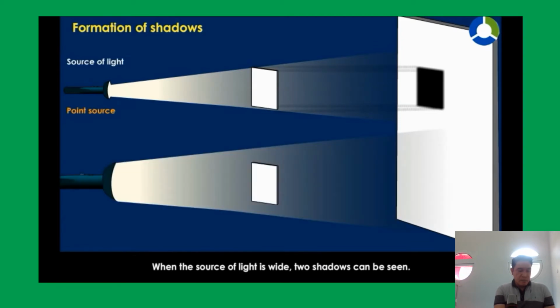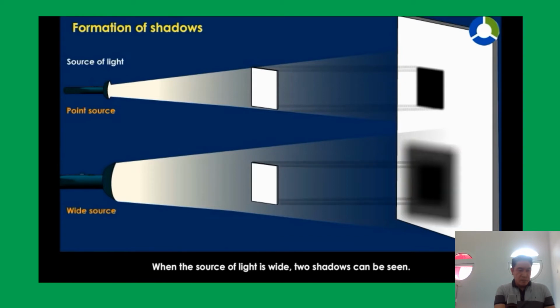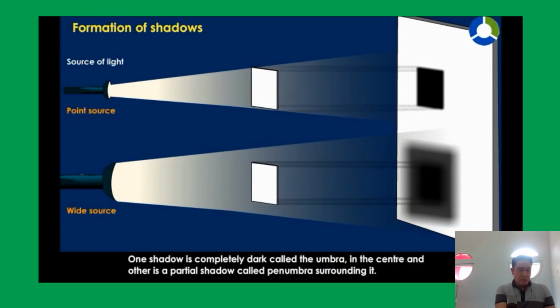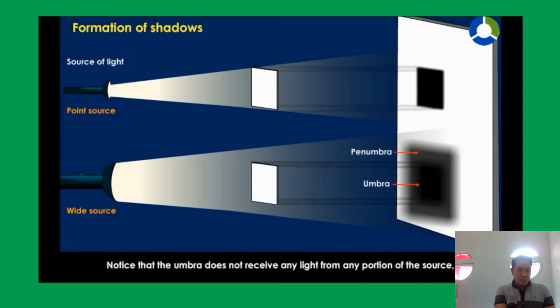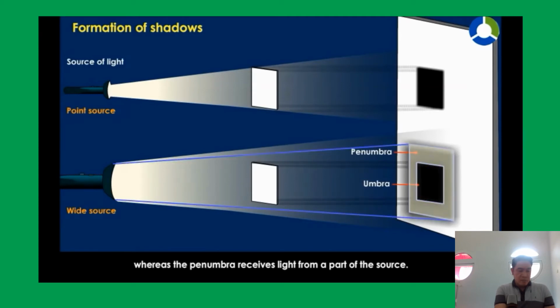When the source of light is wide, two shadows can be seen. One shadow is completely dark, called the Umbra, in the center, and the other is a partial shadow, called Penumbra, surrounding it. Notice that the Umbra does not receive any light from any portion of the source, whereas the Penumbra receives light from a part of the source.